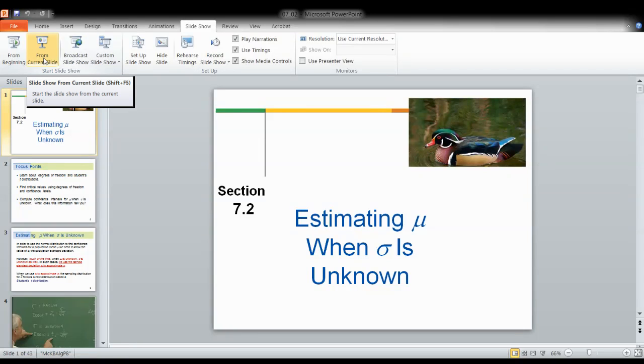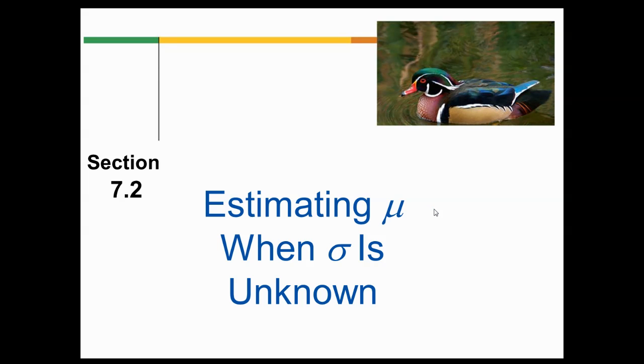Okay, here we are at section 7.2. This is the next to last section. It's entitled Estimating Mu, once again, like we did in 7.1. However, sigma is not known, sigma being the standard deviation of the population. You don't know it.